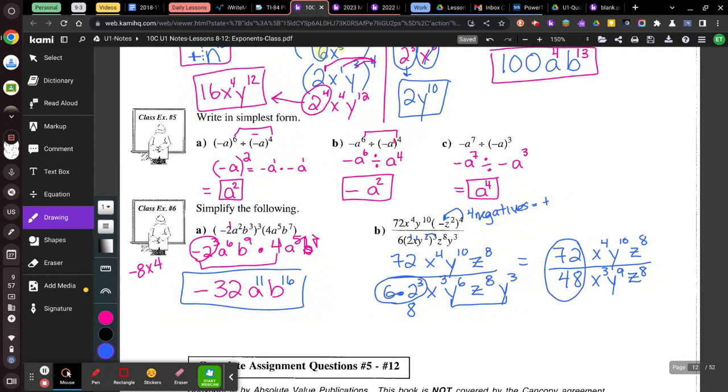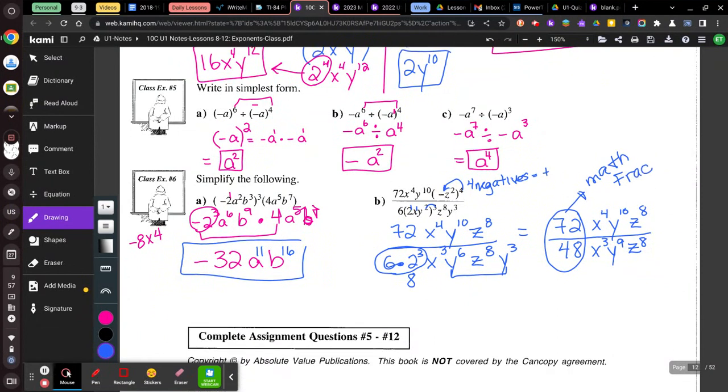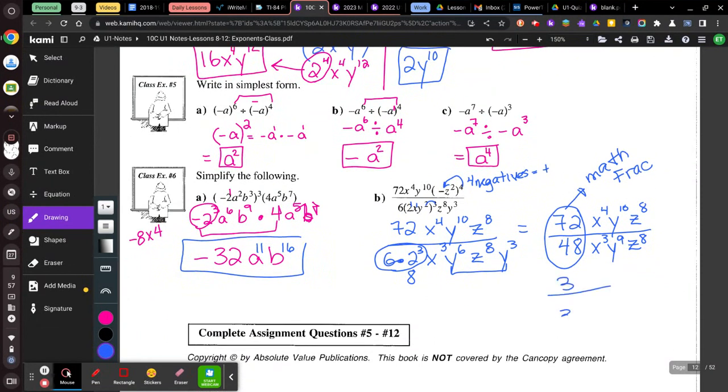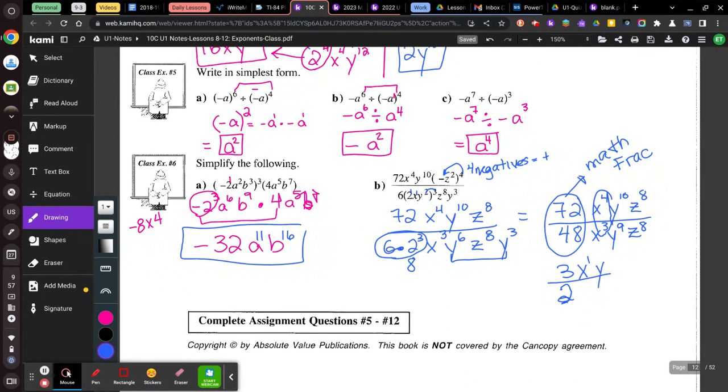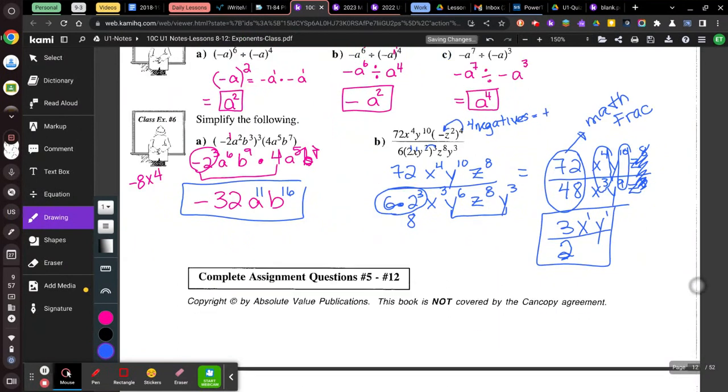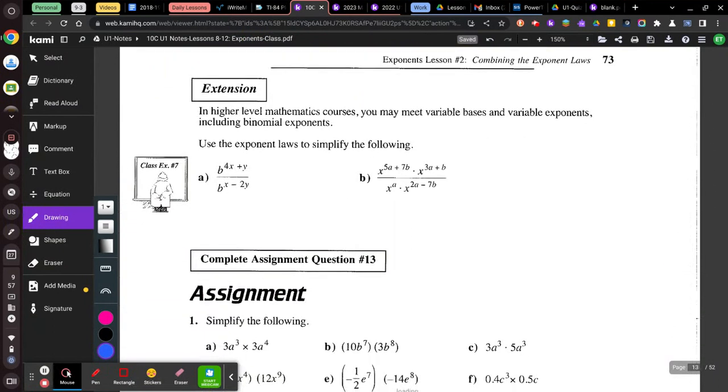So we're going to math frac that. And that's going to give us 3/2. Okay, so that's a math frac. We end up with 3/2. Now let's count our x's. I subtract and I've got x to the 1 left over. And I've got y to the 1 left over. And my z's disappear. Okay, so that's going to be my final answer. Okay, last 2 questions on the top of the next page.